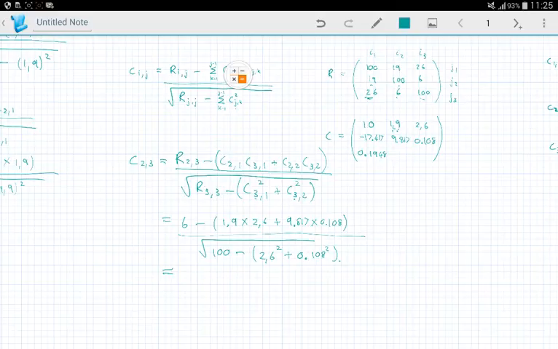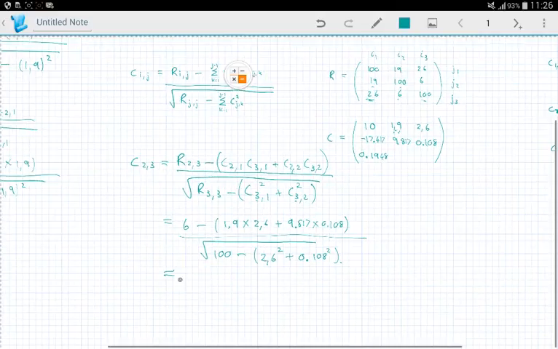2.6 squared plus 0.108 squared, close the brackets. Okay, let's hit equals. It is a negative number. It's a very, very small negative number. I just want to check my calculations again. Times 119. This is what you do a lot in actuarial science: when you start becoming less confident of yourself, you tend to double check the numbers quite a lot.